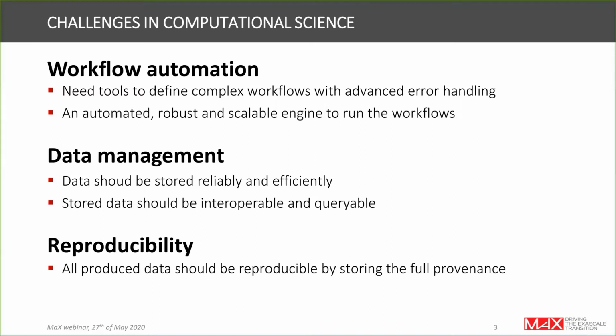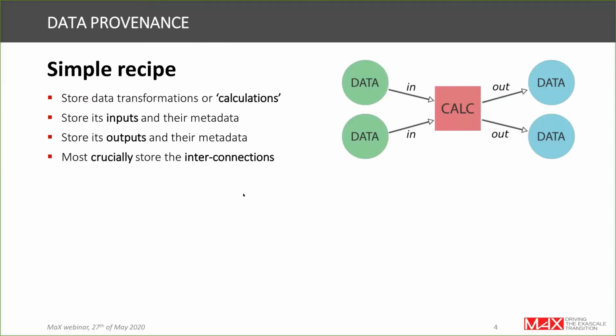And when it comes to data, reproducibility is provided by storing the full provenance. And so when we talk about provenance, we can give a very simple recipe of what we mean. Think of any data transformation or a calculation as imaged here by this schematic red square. It's important to store all of these calculations, but not just the calculation itself, also the inputs that were actually consumed by it, so the data that was transformed, and the outputs that are produced. But most crucially, we should store the explicit links between them.